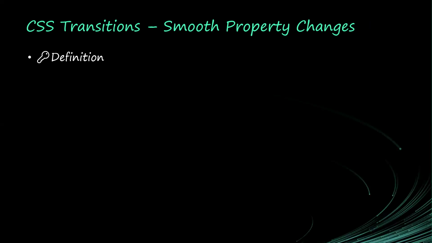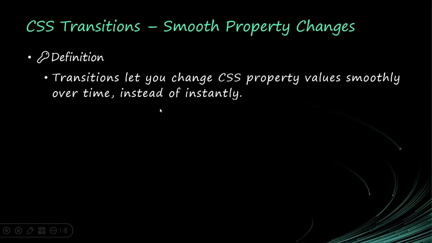So now with transitions, you can actually make a change in an element's property transition. They can just fade in or fade out. They will have this kind of effect. So transitions let you change CSS property values smoothly over time instead of instantly, from red to blue. Do you understand? So transition helps you with that effect.